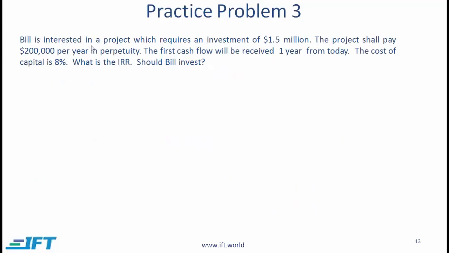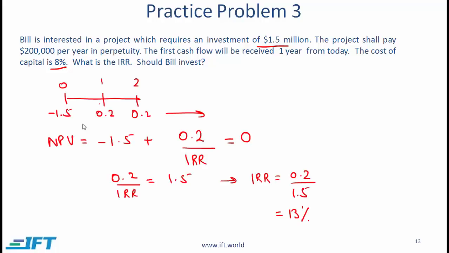Let's look at this practice problem now. A project requires an investment of 1.5 million. The project shall pay 200,000 per year in perpetuity. First cash flow 1 year from today. Cost of capital 8%. Before you hear the explanation, I want you to pause the video and try to solve this on your own. So here is what you need to do.